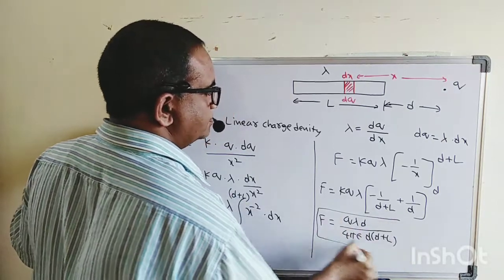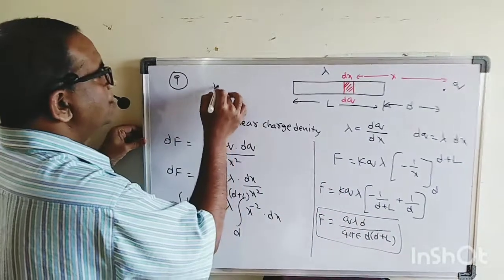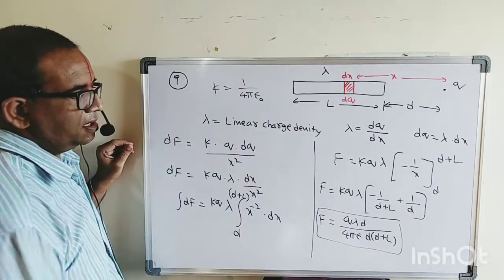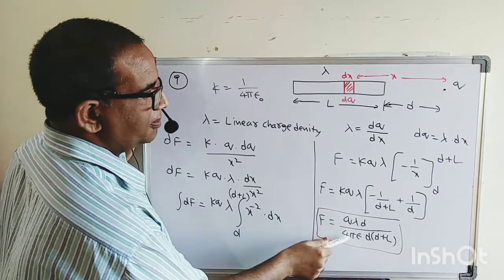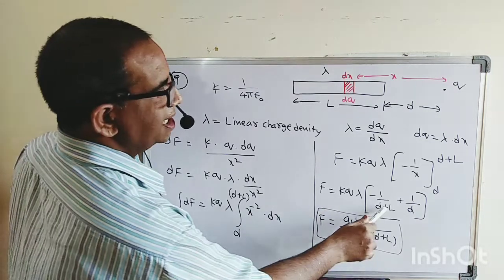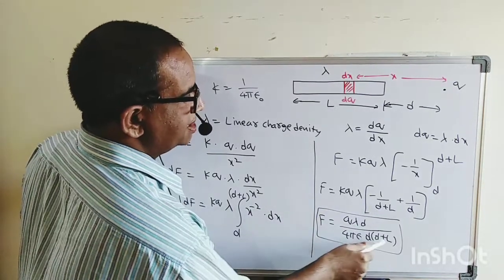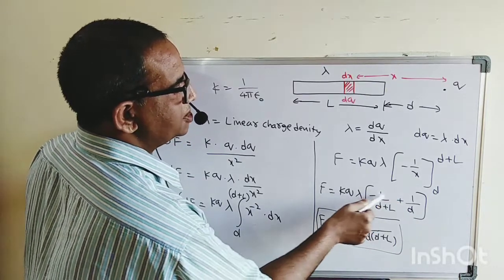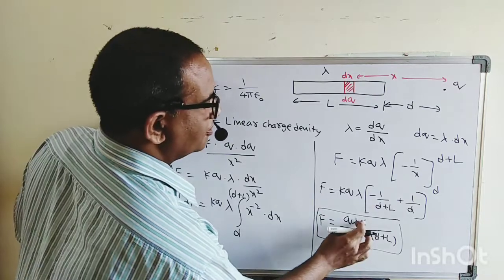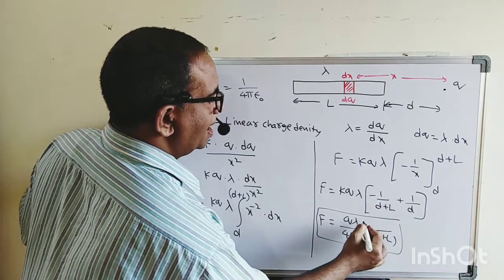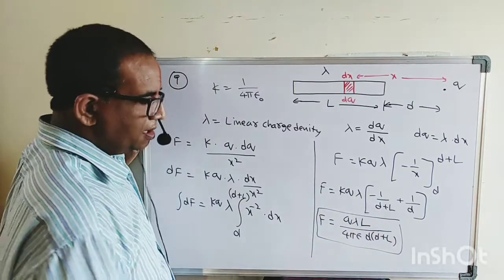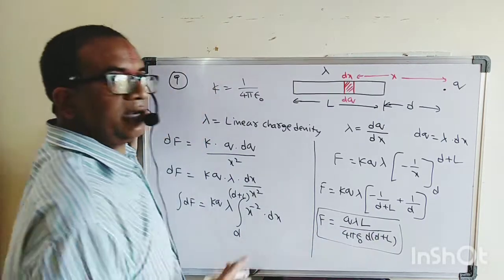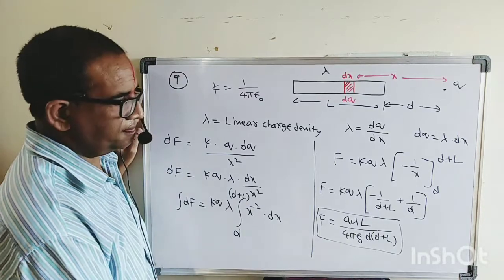The K value is 1 by 4 pi epsilon naught, so in the place of K, I substitute 1 by 4 pi epsilon naught. The LCM of this is D into D plus L, and in the numerator we have minus D plus D plus L. Minus D plus D cancel, so we get q lambda L by 4 pi epsilon naught into D into D plus L. That is the answer you will get.